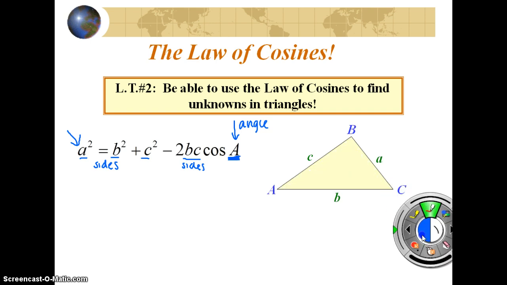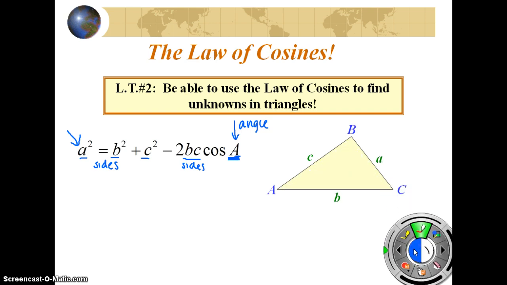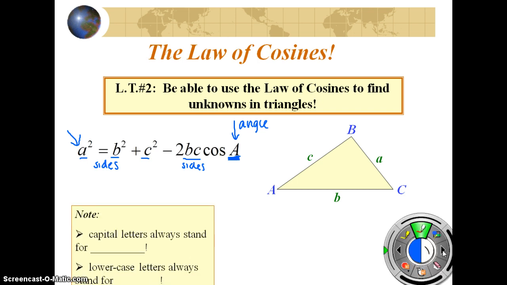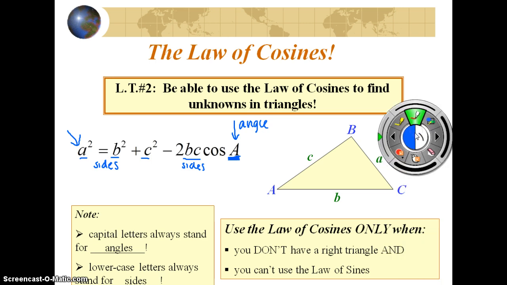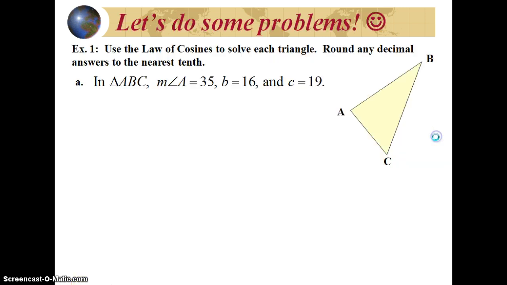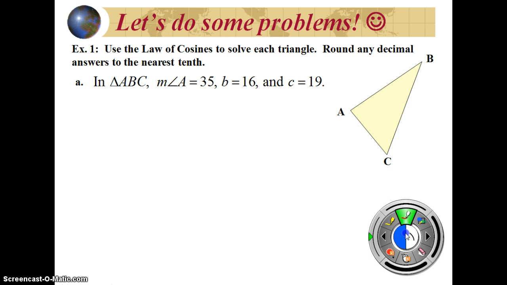So this is whenever you do not have a right triangle. So it would just be a regular triangle, ABC. And let's talk about when you're going to use it. The capital letters are always going to stand for angles again, and the lowercase letters are always going to stand for sides. And you are going to use it when you don't have a right triangle and you can't use the law of sines. So you are only going to use this as a last resort when the law of sines will not work. So let's try an example.